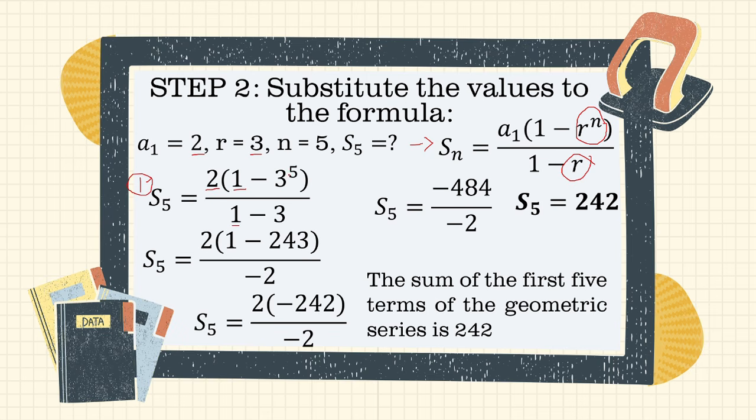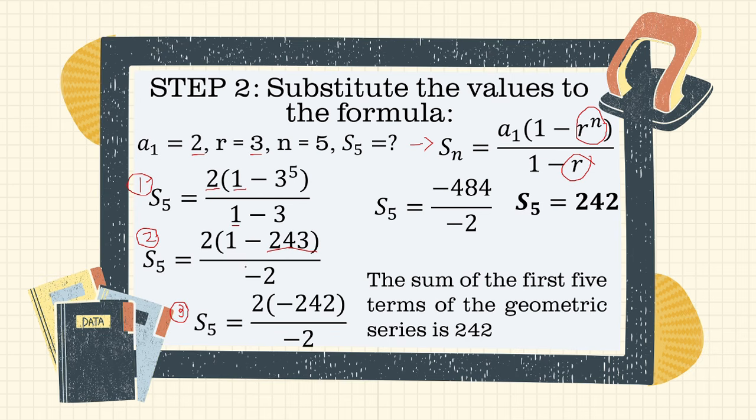You should be multiplying, or getting, 3 times 3 times 3 times 3 times 3, or five 3s. So we have 243 as the answer. So we have 2 times 1 minus 3 raised to 5, that is equivalent to 243. And 1 minus 3, that is negative 2. So next, this is number 2, second step, and this is our third step.